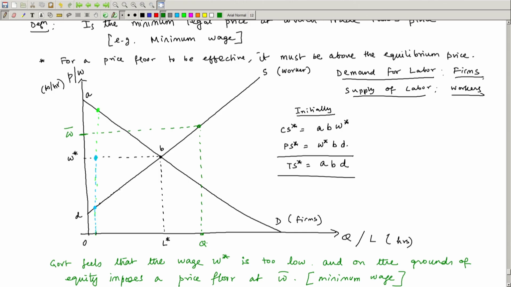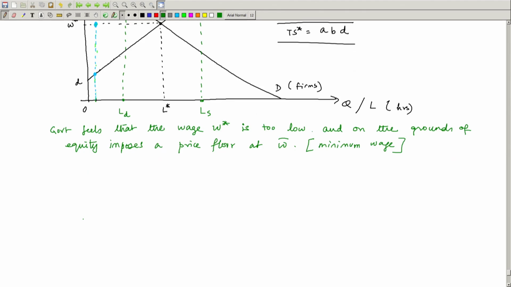So, this is QS. Now, I will be consistent and I will try and use the notation LS. This is the quantity supplied of labor, right. And because the wage is higher, the quantity demanded of workers is going to be a lot lower. This is LD, right.